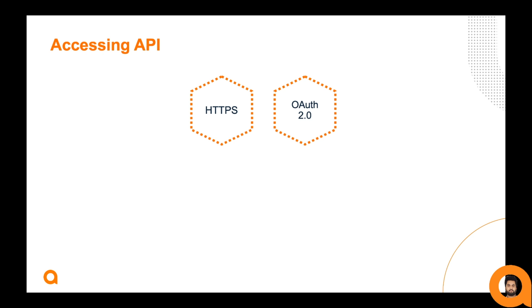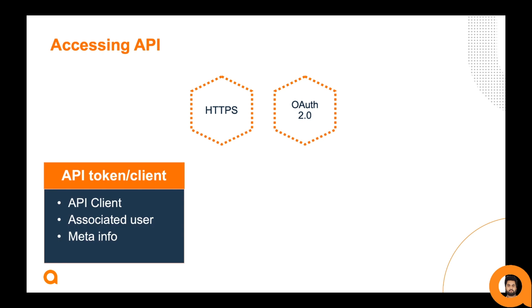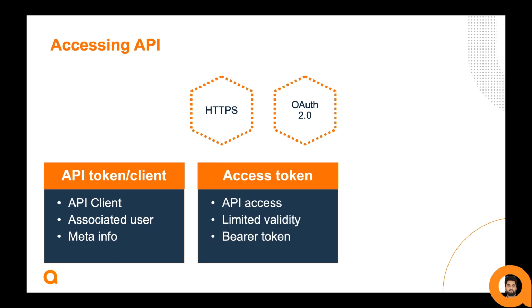There are a few important things to note to avoid any confusion. Number 1. API token/client. This is an API client associated to a user consisting of some meta information. Number 2. Access token. It is used to access the API for limited time. It is also known as the bearer token, which means that the bearer of this token is granted access for using the API. Therefore, this token has to be handled and stored securely. Anybody with the access token can actually use the API.